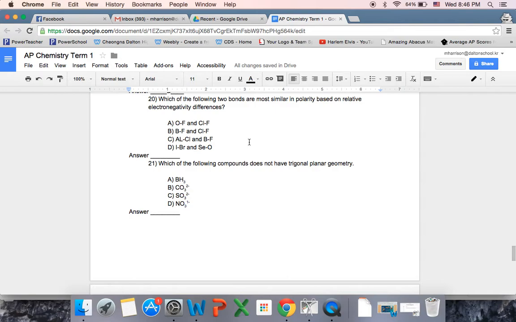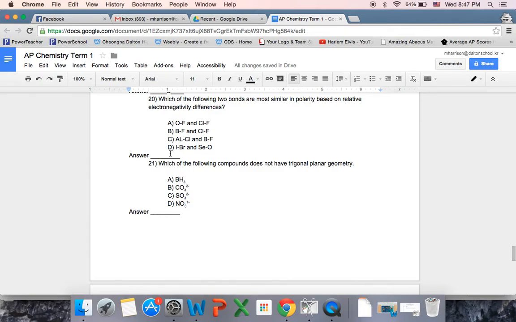So ideally we want to have things that are in the same groups because they will have the same differences between their electronegativity. The actual values of each electronegativity may be different. So the correct answer here is C. So aluminium and chlorine, and boron and fluorine.